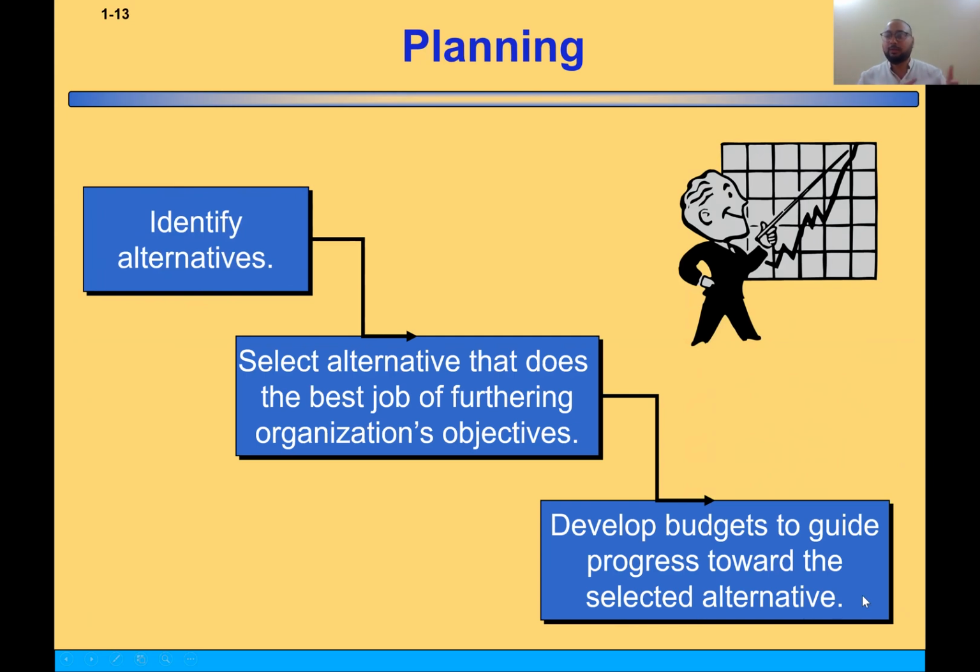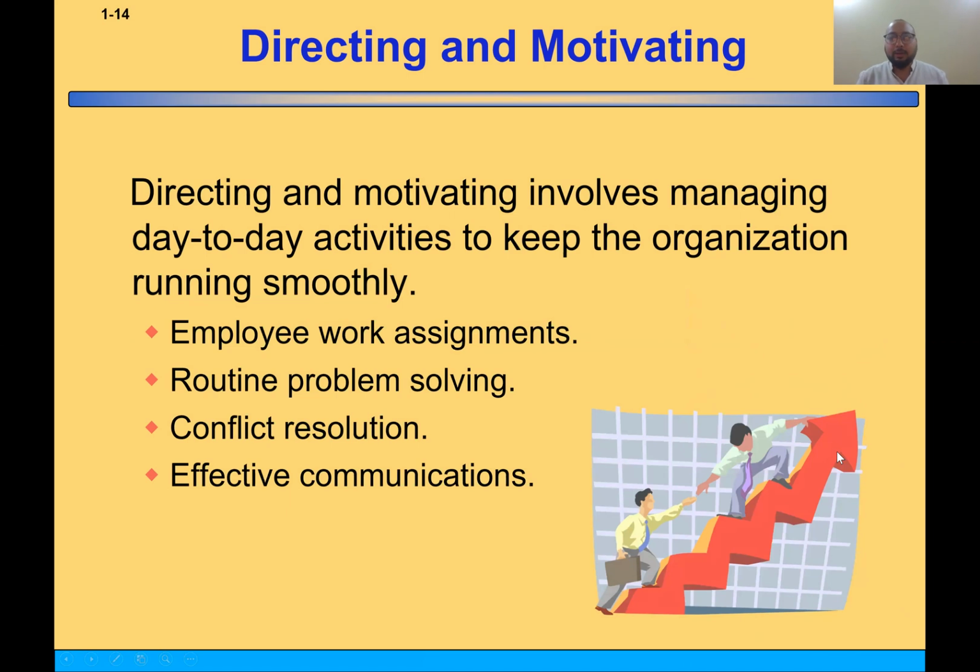You decide that this alternative suits us, it's in our budget, we opt for that alternative. And how we can achieve that alternative, you make some projections, some budgets. Directing and motivating involves managing day-to-day activities to keep the organization running smoothly, which involves employee work assignments, routine problem solving, conflict resolution, and effective communications.